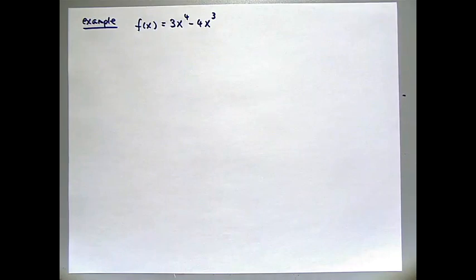3x to the fourth minus 4x to the third. Want to do the same thing, find out the local max and min, increasing and decreasing of this thing. And maybe we can use that information to come up with a rough sketch. But if not, that's okay.